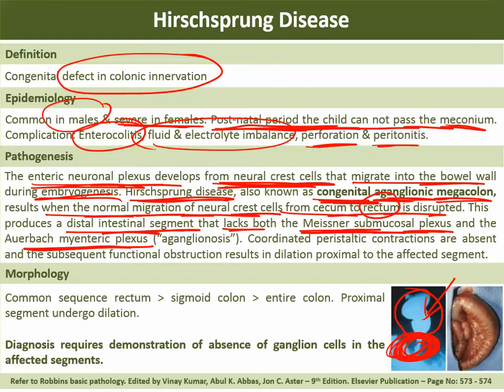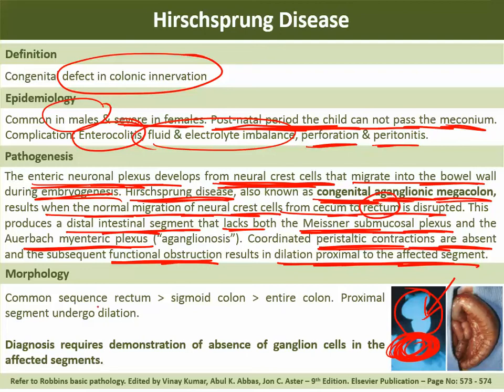This is called the brain of the GI tract. You should be thorough. You should understand completely, because many drugs we are going to deal with this. So please understand. This plexus is absent in Hirschsprung disease. So peristaltic contractions are absent. There is no peristalsis. So what happened? They go for functional obstruction, then dilation proximal to the affected segment.